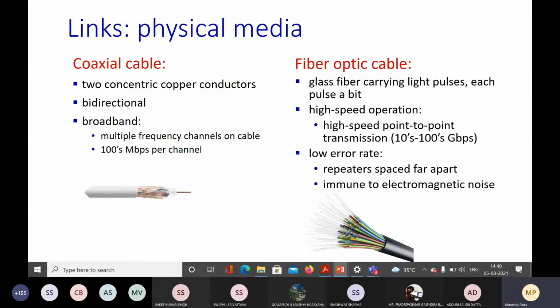It provides very high speed operations from your transmitter to the receiver. It can give up to tens to hundreds of Gbps of data rate. And of course there is a low error rate.